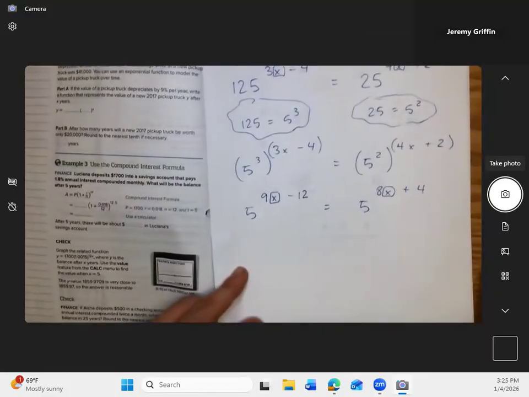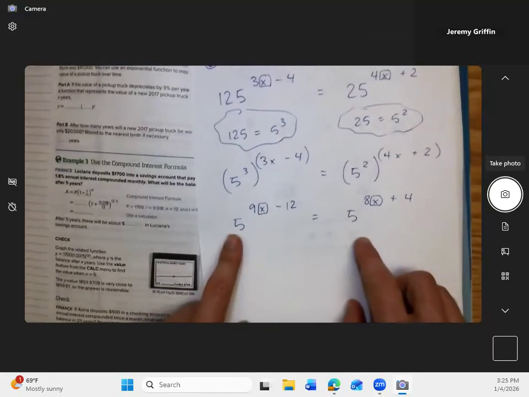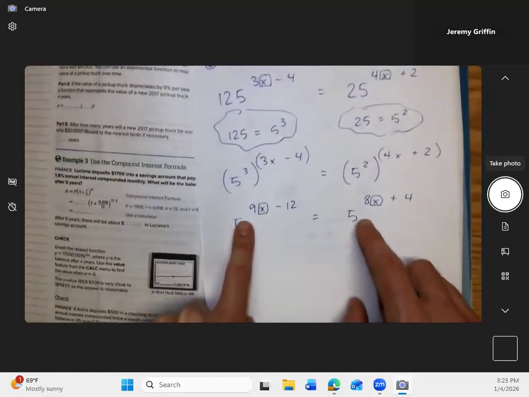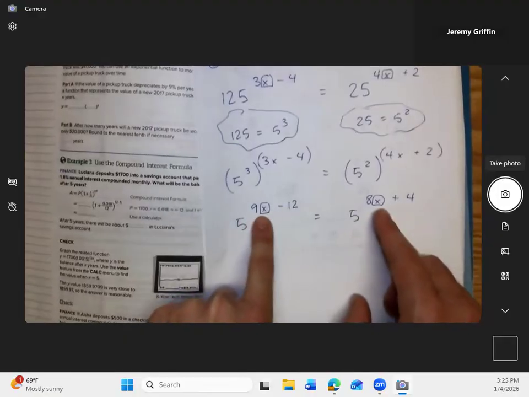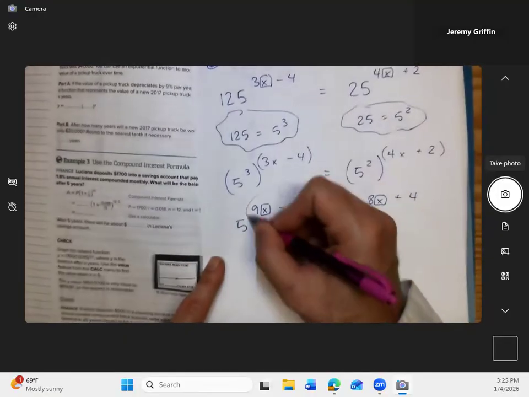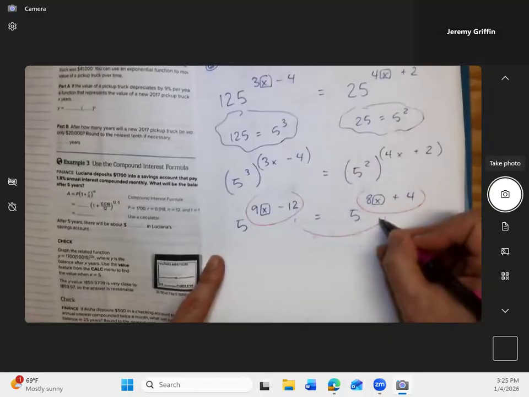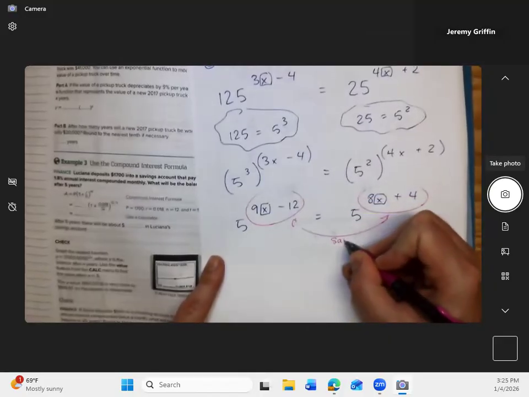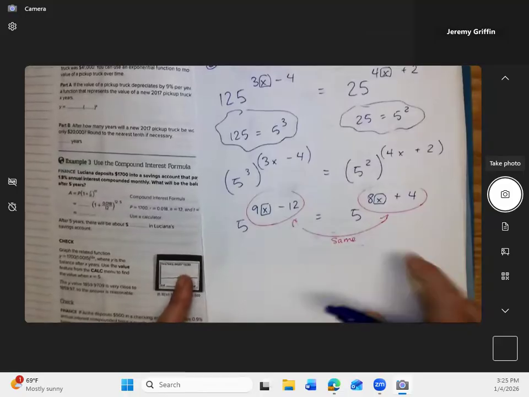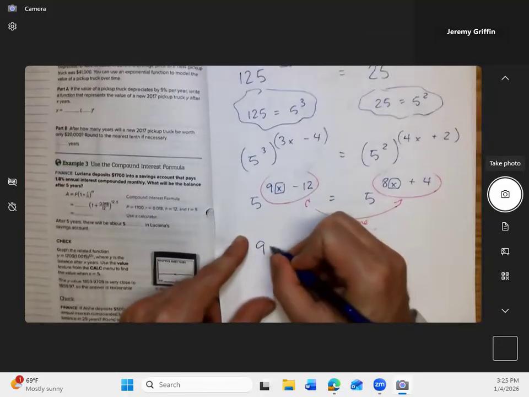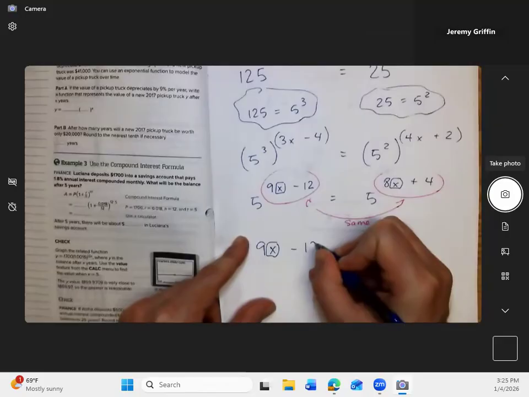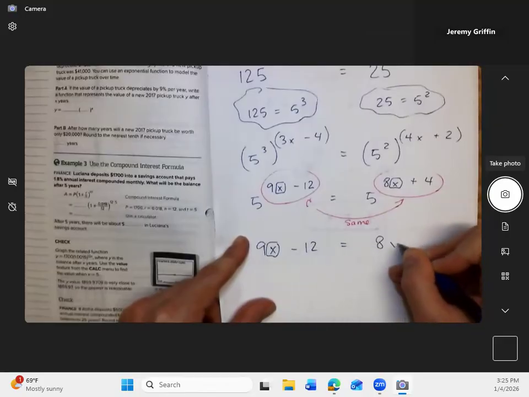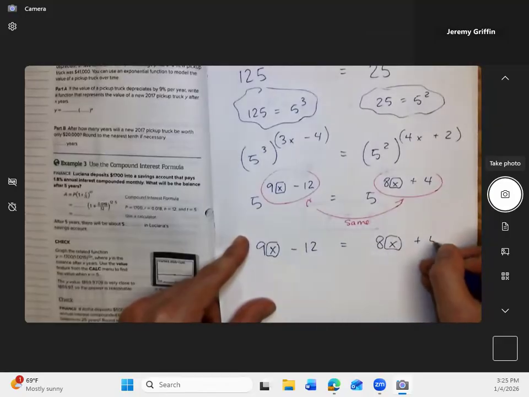Okay. Right. Now this looks a lot like the last one. You have the common base raised to different looking powers. So actually, these powers must be the same as each other. Okay. So this and this must be the same thing. Right, so let's do it. So 9x minus 12 equals 8x plus 4.